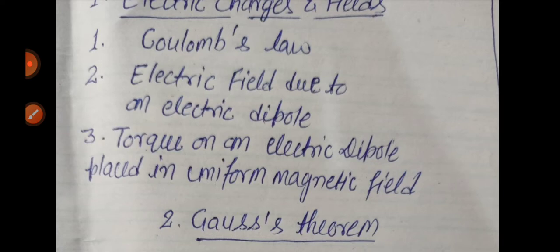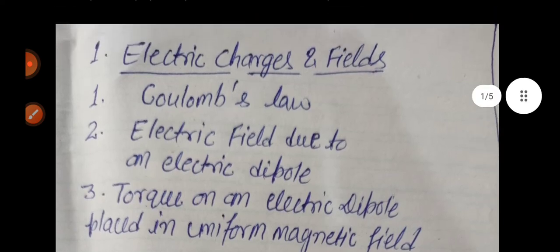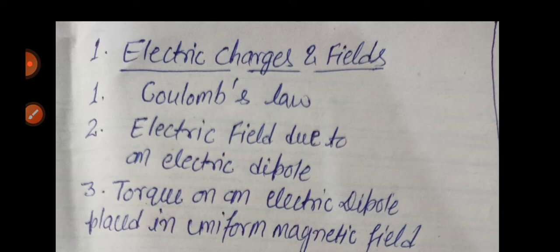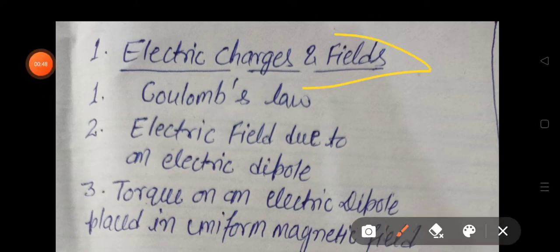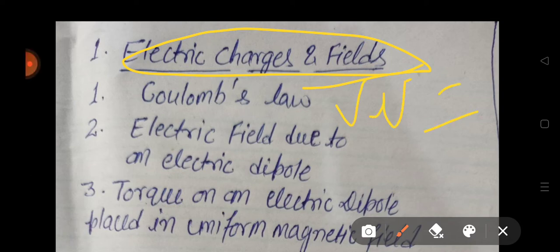Let us start the video. In this video, we will discuss the important points for every chapter which are asked, and which may possibly be asked in the board examination of next year. First chapter is electric charges and fields. In this chapter, two points are very important: Coulomb's law and electric field due to an electric dipole.